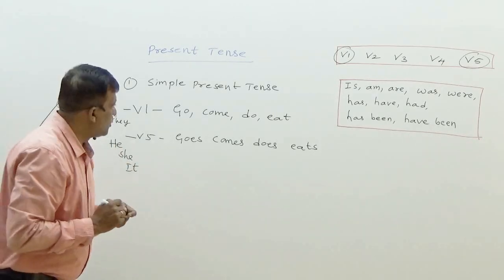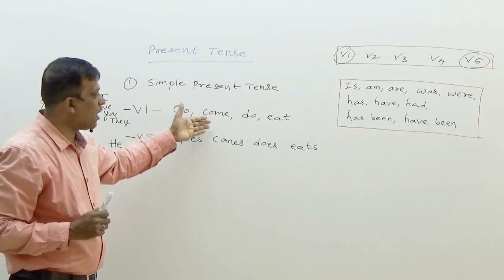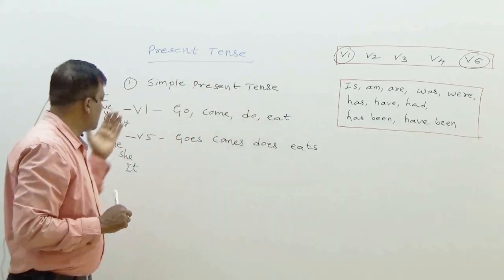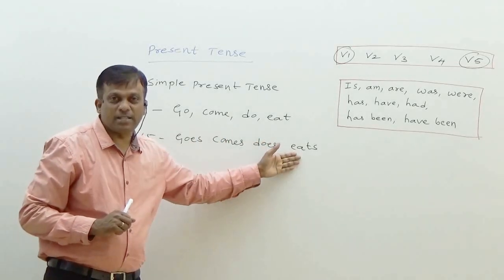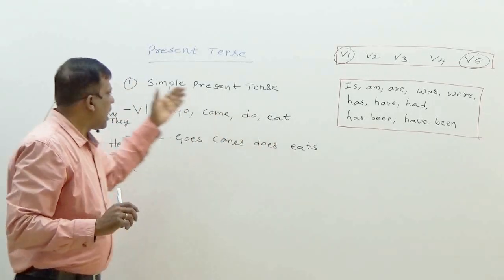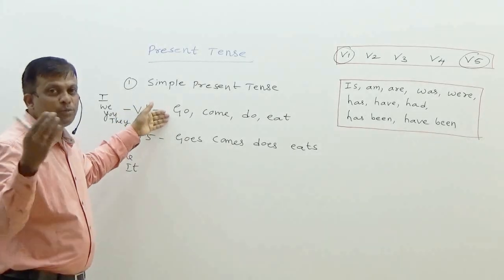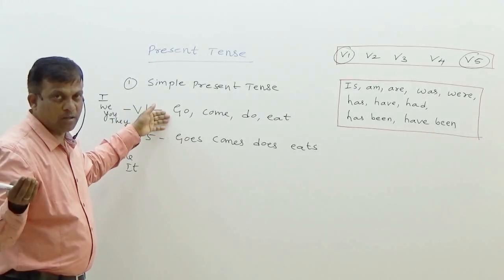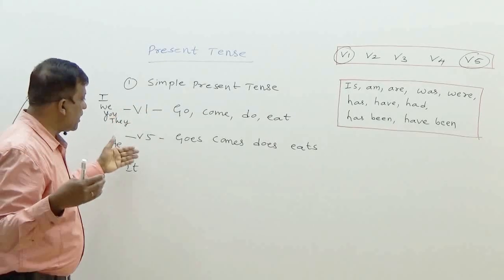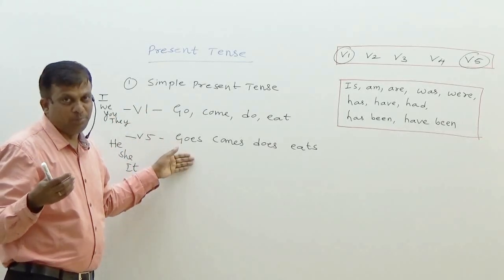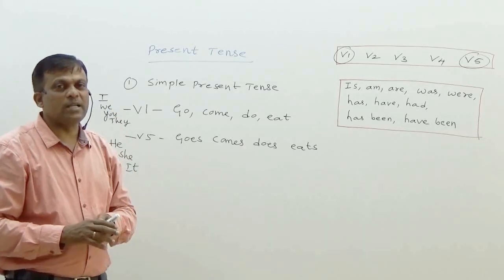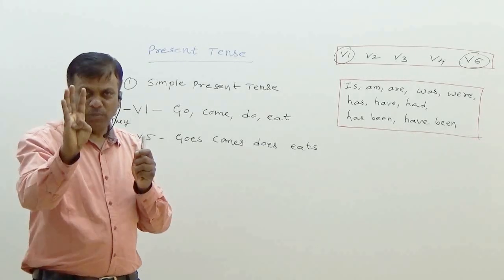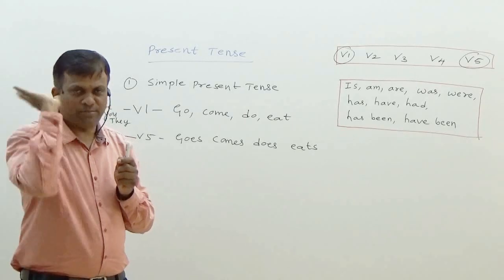Very simple. So I go, I come, I do, I eat, whereas he goes, he comes, she does, she eats. Very simple one. Every day, I come to college at 9 o'clock. Every day, she goes to temple. In simple present tense, what we need to understand is we use only verb number 1 and verb number 5.